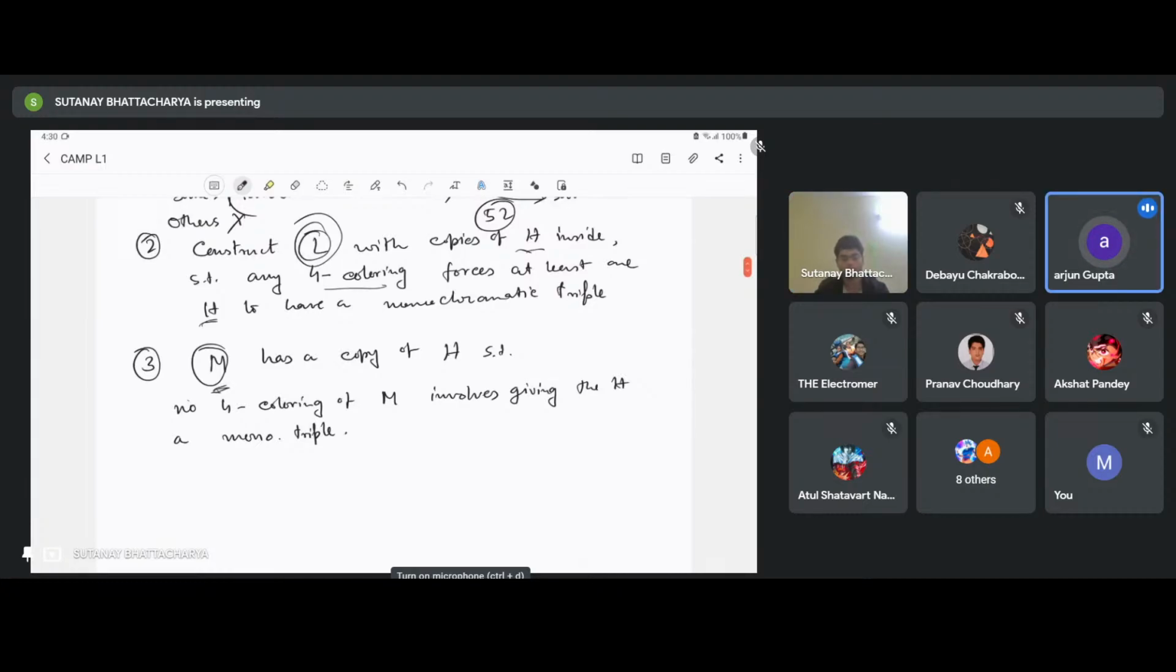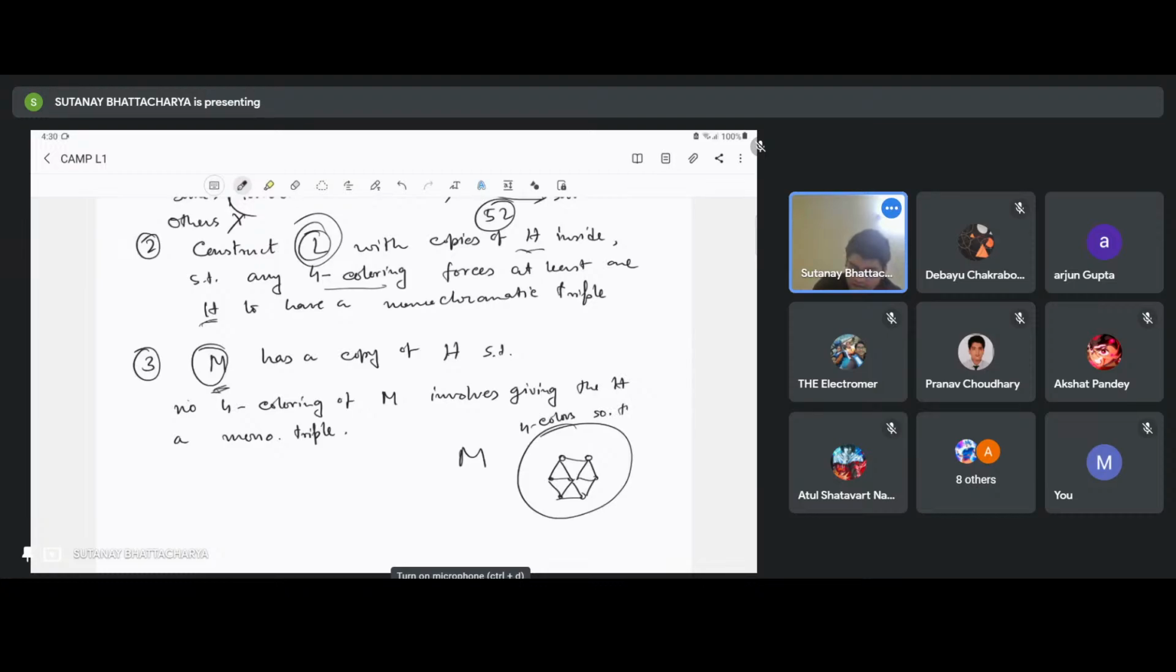Can you repeat the purpose of M? M will have a single copy of H inside it, and we will set things up such that no matter how you color M with four colors, so that adjacent vertices are not of the same color, you cannot avoid giving this copy a monochromatic triple.